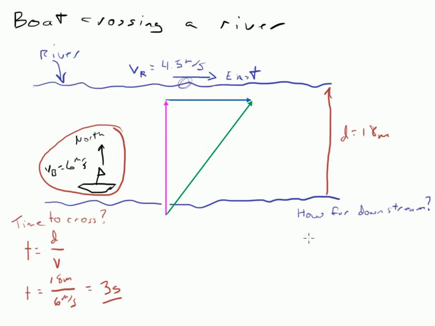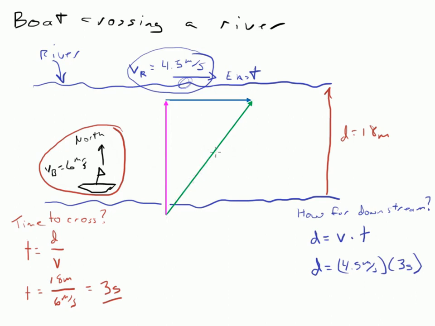So how far downstream? Well, that's just our distance, and our distance is going to be our speed times our time. But in this case we're talking about going downstream, so we're only concerned about the speed of the river here. Again, whatever the river speed is, it's completely independent from the speed of the boat in its motion. So the distance will be the 4.5 meters per second of the river times the time of 3 seconds. We use the same time here because time is a scalar quantity. It's not affected by direction, and what's happening in the north is happening at the same time as the east.